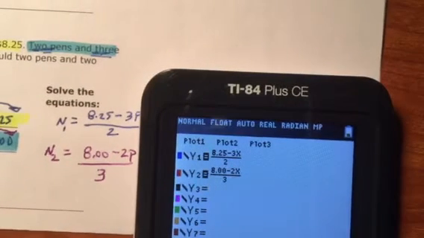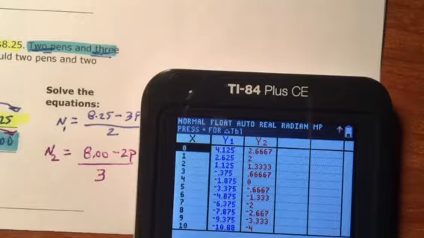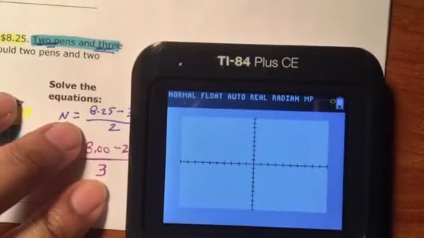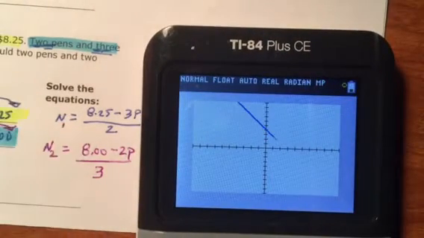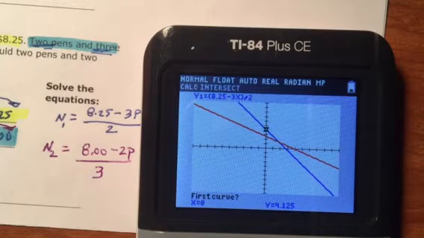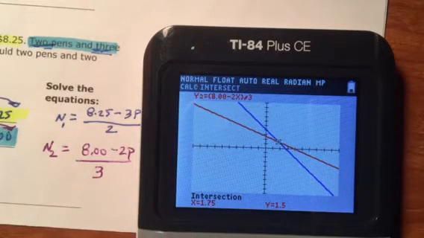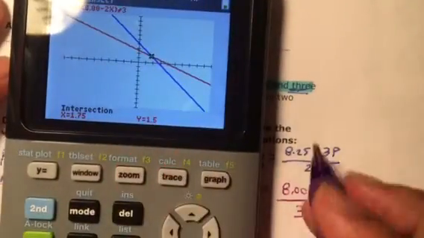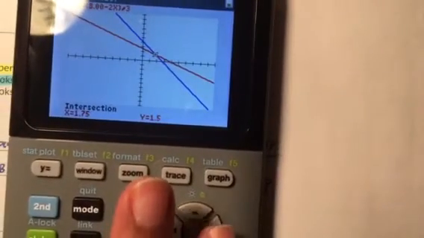So I go second trace. We're looking for the intersection, so I'm going to press 5. Let the calculator graph the two lines first before you start pressing enter. And so it looks like it's going to show us the intersection. Okay, so now I'm going to press enter 3 times, because remember, we want that word intersection. Okay, so here's what I need you to know. This is where it's a little bit different than what we did on the notes.